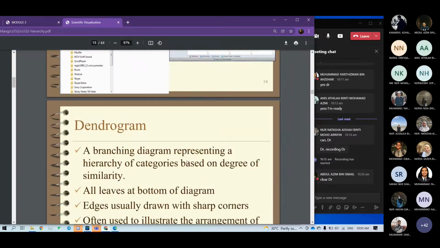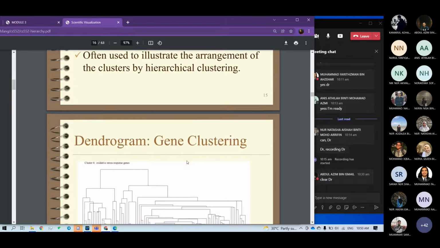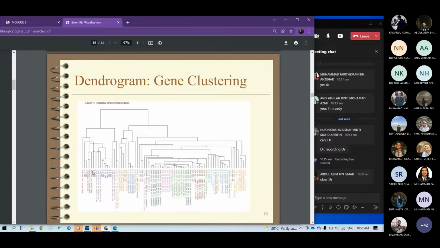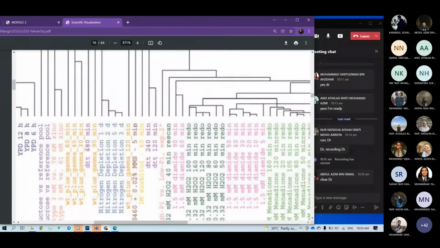So today we learn designing dendrogram. This one, gene clustering, they are talking about gene. So this one they name it. They use name to specify that this.